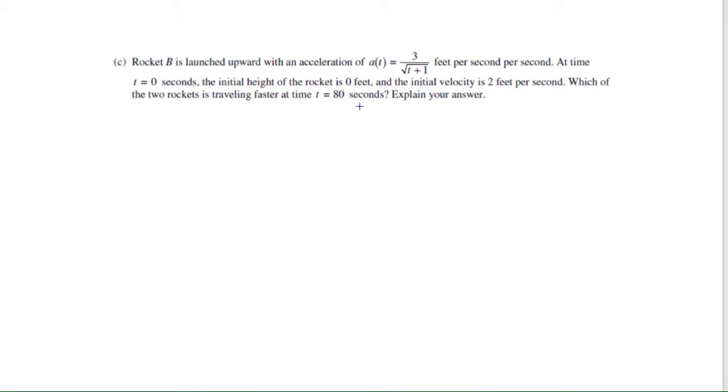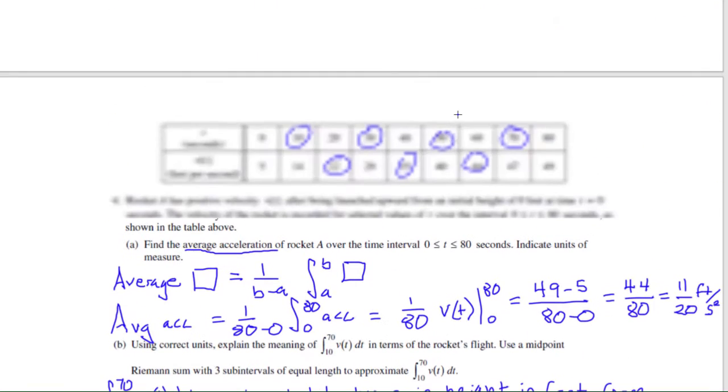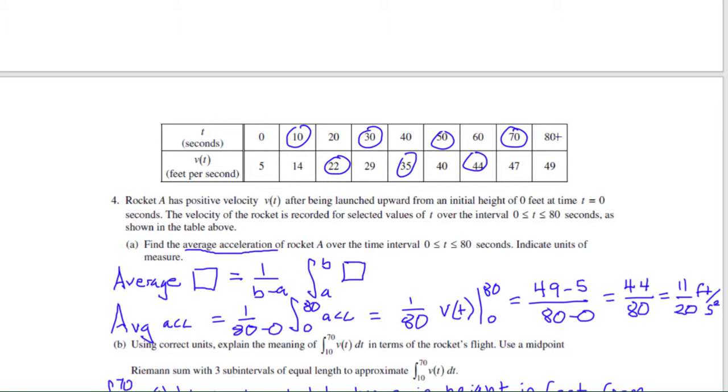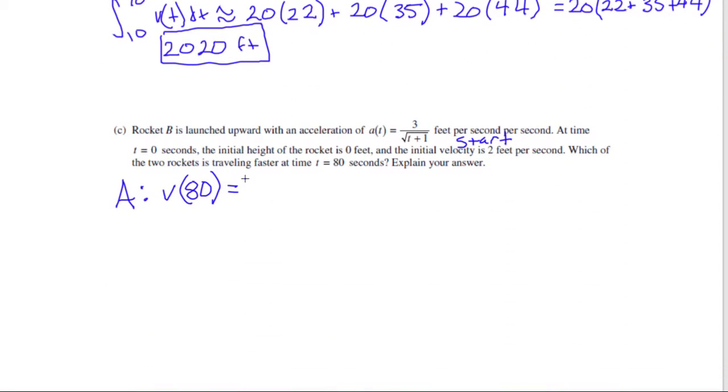All right, for part C, we're comparing rocket A and rocket B, this new rocket. So this new rocket has the acceleration of this equation. It also has this initial velocity, so it's kind of like the start value. I'll label this start value of 2 feet per second. So initial velocity. Then you figure out which one is traveling faster at time equals 80. Well, let's look at rocket A. The velocity at time equals 80 of rocket A is going to be given by the table. So if I scroll back up here, the table is 49 at time equals 80. So that's equal to 49.